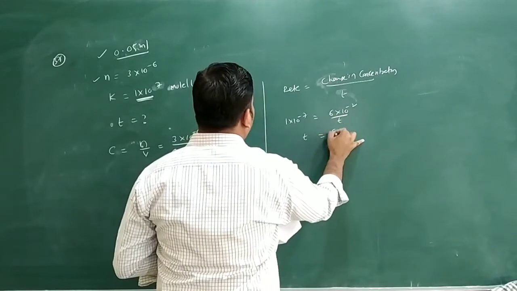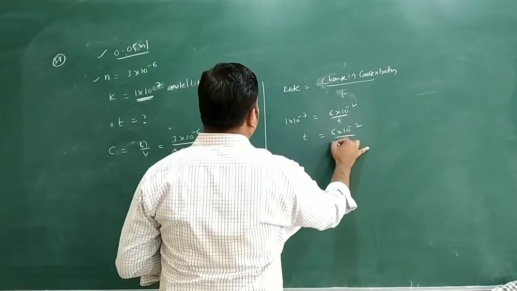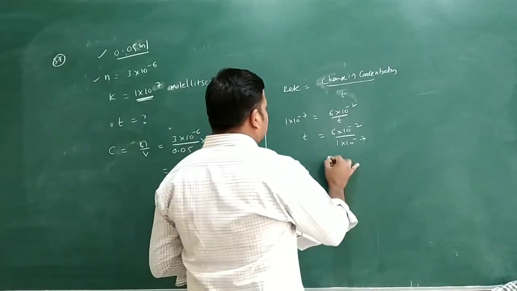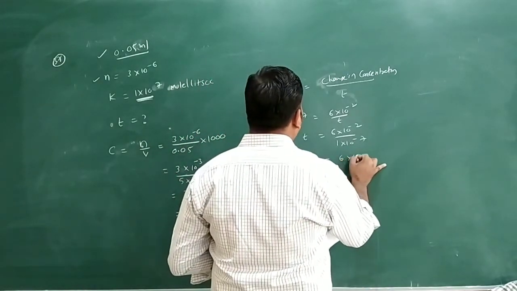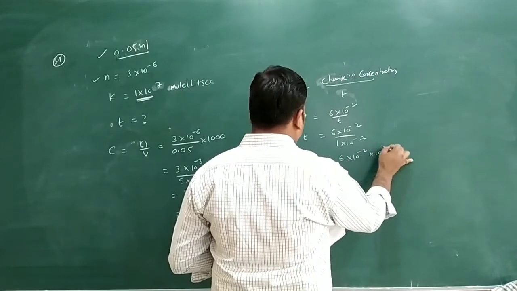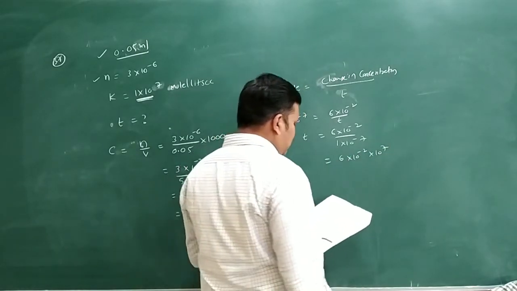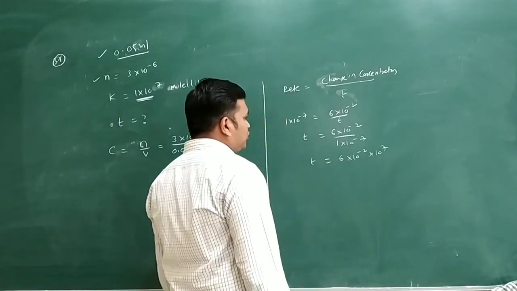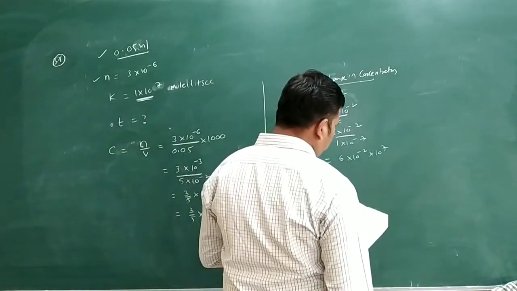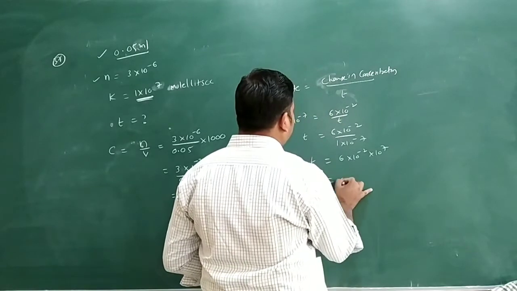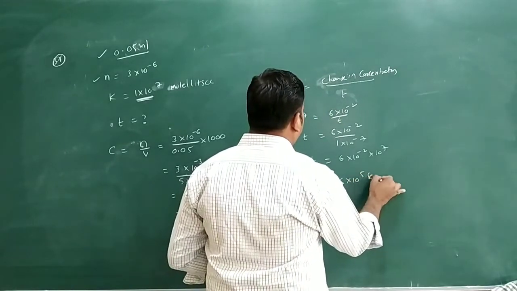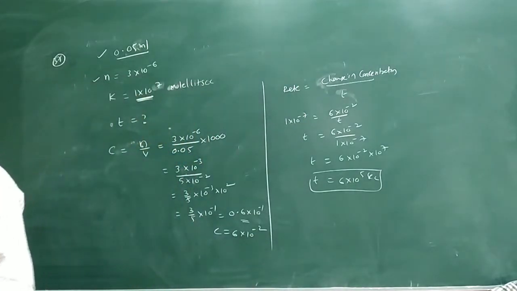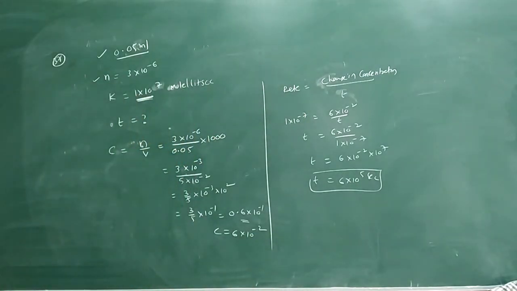So T is equal to 6 into 10 power minus 2 by 1 into 10 power minus 7. So now you will get 6 into 10 power minus 2 into 10 power 7. Approximately you will get 6 into 10 power 5 seconds. So T is equal to 6 into 10 power 5 seconds. This is the answer for question number 37.